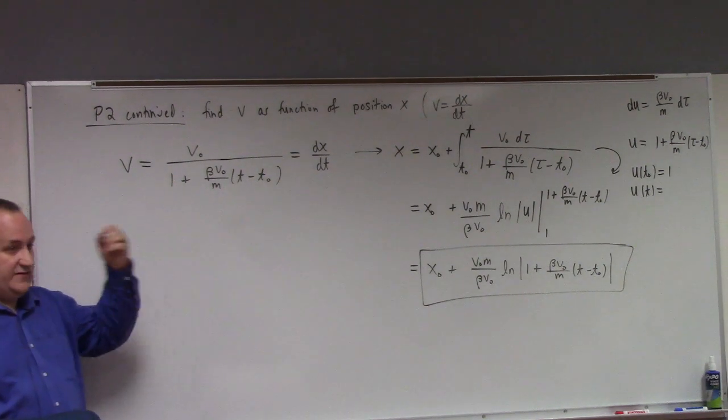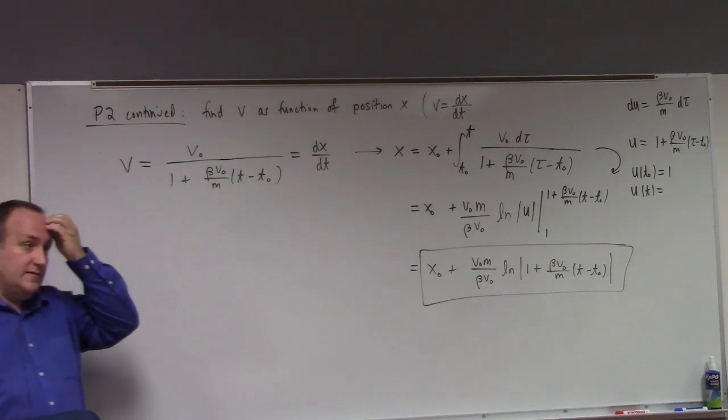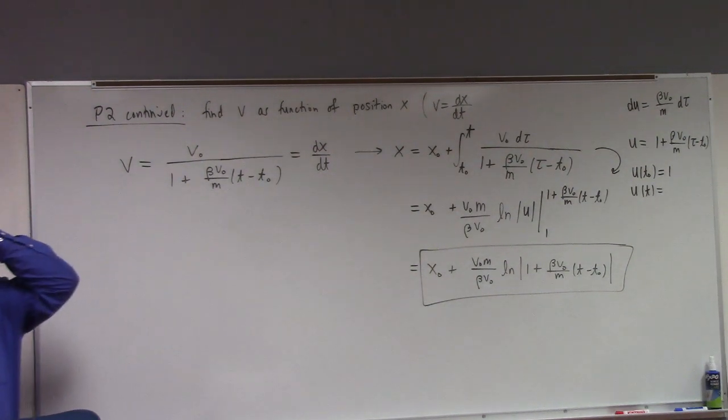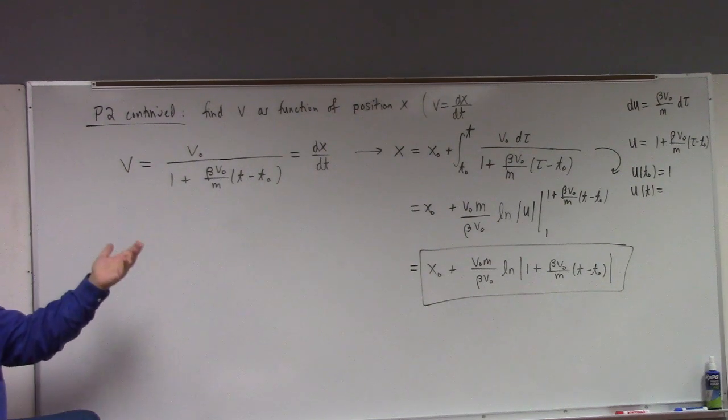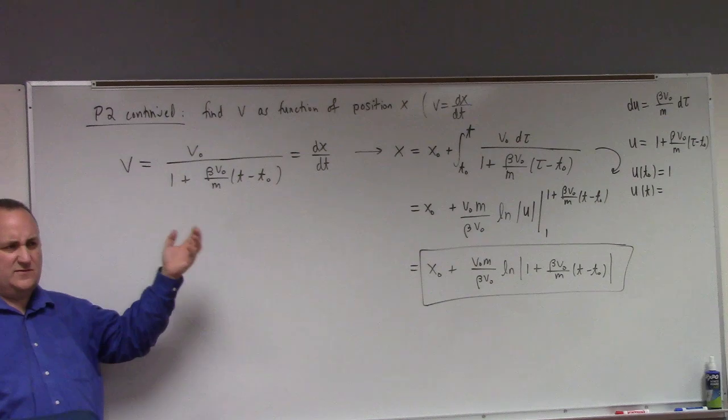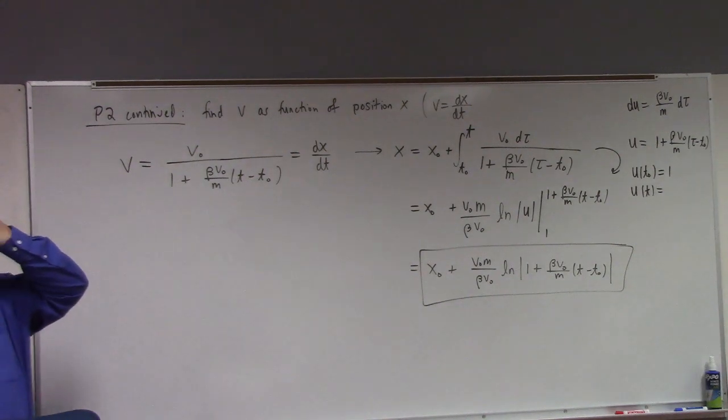What was natural log of 1? It's 0, right? So that's why that's gone. Now that wasn't the question I asked. I didn't ask us to find the position as a function of time. What did I ask us to do? Find the velocity as a function of position, right?